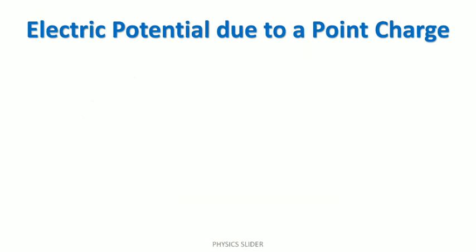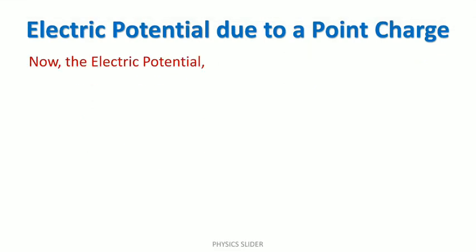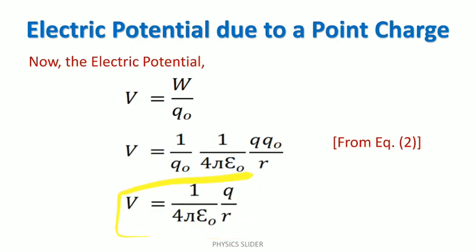So let's place the formula. The formula for electric potential is V is equal to W upon q naught. Put the value of W that we have calculated, that is 1 upon q naught as it is, and the value of W is 1 upon 4 pi epsilon naught q q naught upon r. This q naught will be cancelled out by that q naught, and we will get the expression 1 upon 4 pi epsilon naught q upon r. This is the expression for the electric potential due to a point charge.